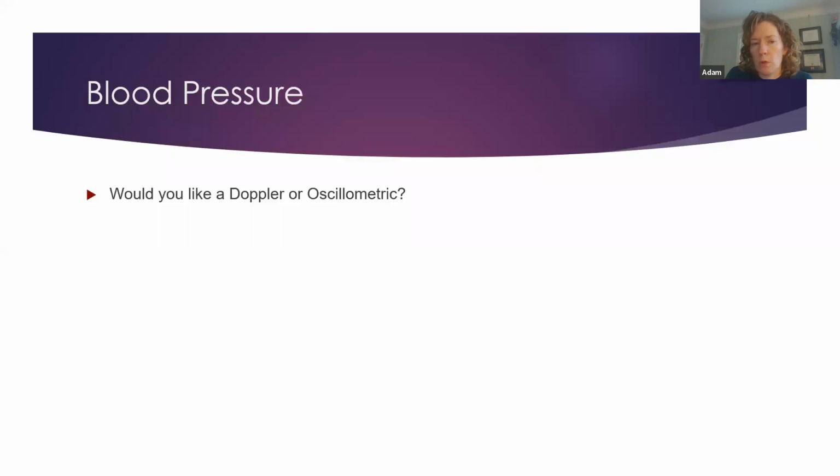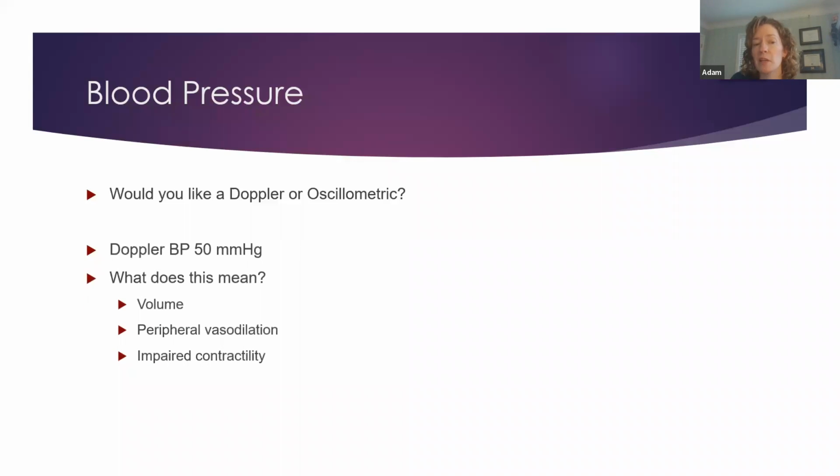In this situation where you're thinking about how to get a blood pressure, a good argument could be made for a Doppler blood pressure. Because she's having arrhythmias, we know that the oscillometric is not going to be very accurate. And so on Doppler blood pressure, her pressure was 50, which is low, which could mean that she's hypovolemic, like we were talking about. Certainly, I think some of her triage parameters would point to that with the pale mucous membranes and the prolonged CRT.